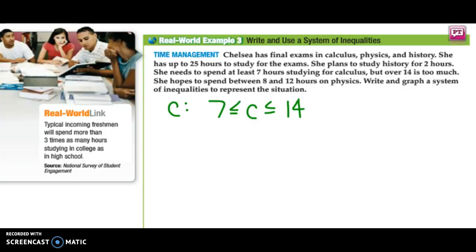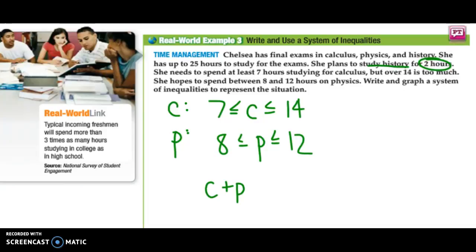Then we also have physics. Physics, it says between 8 and 12. So 8 and 12. And then it says that she has up to 25 hours. Well, already 2 hours of that is for history, right? So we can take 2 hours away. And so that means that calculus and physics has to be less than or equal to 23 hours. So now we have a system of linear inequalities right there.